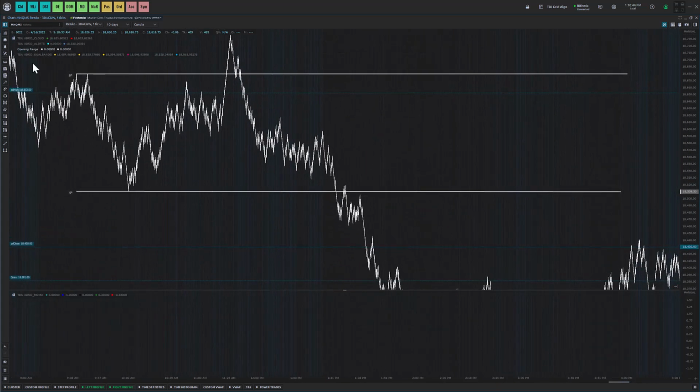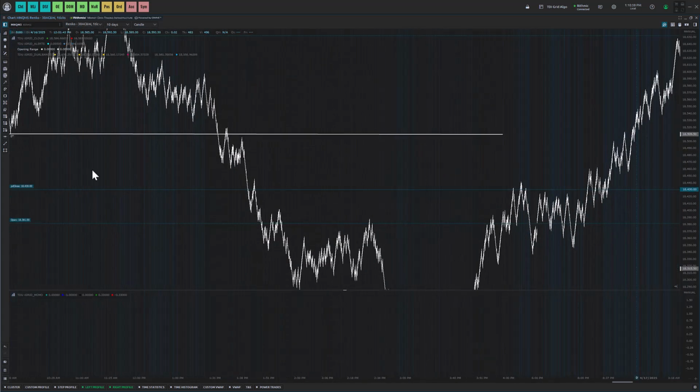Here I've just drawn them in because the native opening range indicator within Quantower only shows you the most recent day. So this is always a solution for those of you that don't have an initial balance indicator. You can always draw them in yourself. It's a bit of a pain, but better than not having them there.